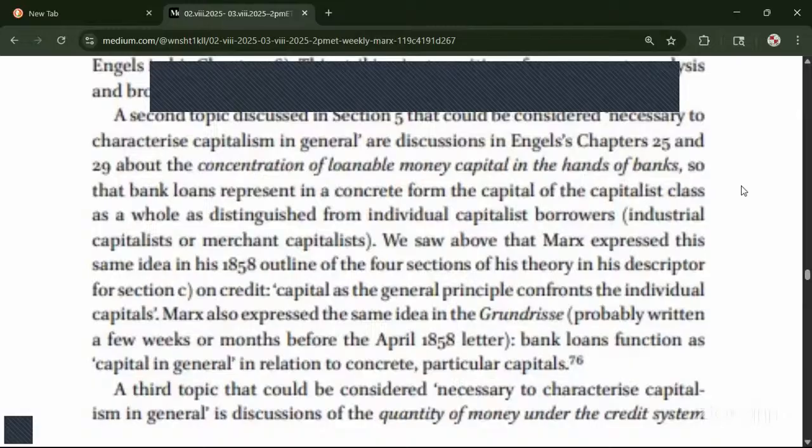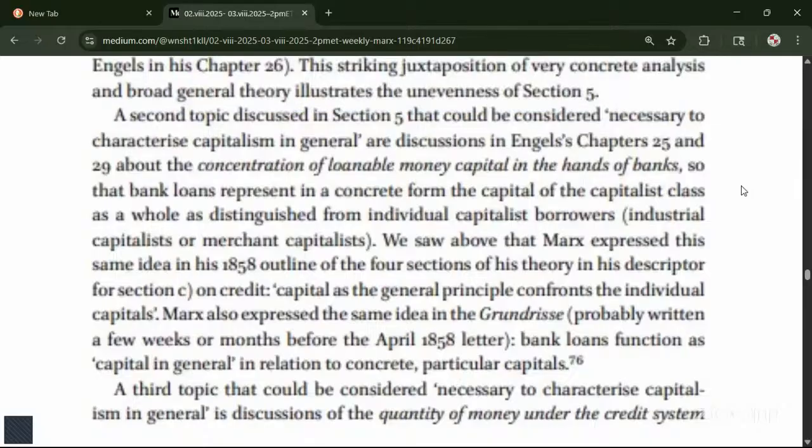We saw above that Marx expressed this same idea in his 1858 outline of the four sections of his theory, in his descriptor for section C on credit, that is, capital as the general principle confronts the individual capitals. Marx also expressed the same idea in the Grundrisse, probably written a few weeks or months before the April 1858 letter, that is, bank loans function as capital in general in relation to concrete particular capitals.